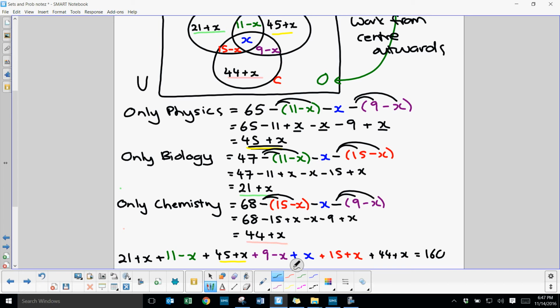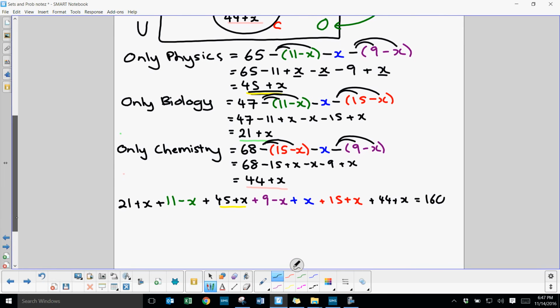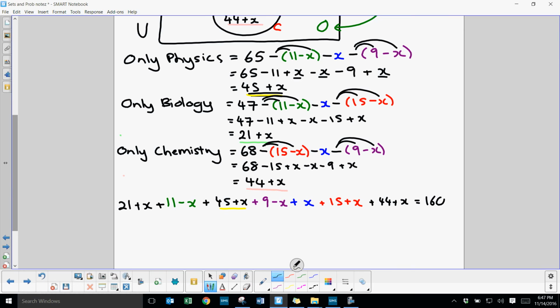Just check, did you get all expressions? There should be 1, 2, 3, 4, 5, 6, 7 expressions. Got my 7 expressions. Now we've just got to combine like terms and solve for x. So let's see, 21 plus 11 is 32. 32 plus 45 and so on, plus 9, plus 15, plus 44. You should hopefully end up getting 145. Feel free to check that if you like.